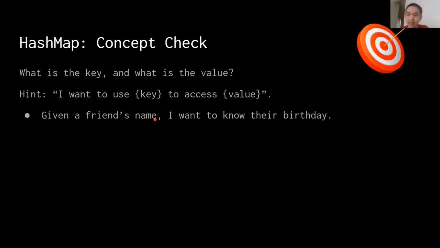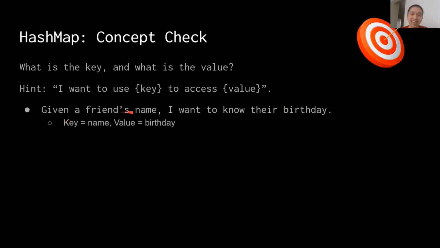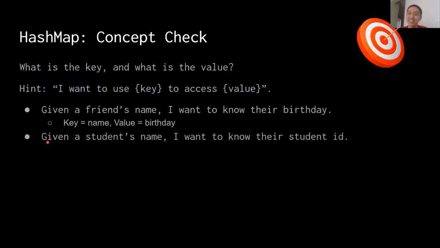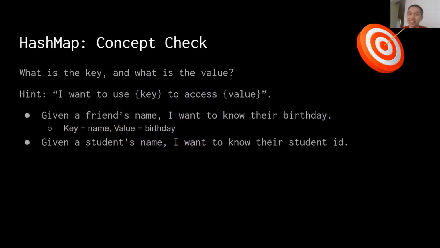So key equals name, value equals birthday. Very good. So yes, in this case, your key would be your name and the value would be your birthday. So I just pass in a friend's name into the hash map and the hash map will give me their birthday. Yeah, good job. Okay, given a student's name, I want to find out their student ID.